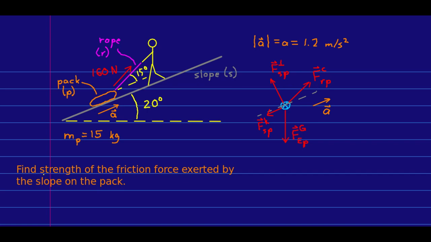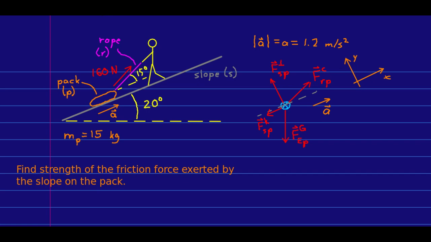And what we want to do here is find the strength of the friction force exerted by the slope on the pack. So the first thing I should do is define some axes. And a piece of advice I've given before is that you should always define your axes so that one axis points in the direction of your acceleration if you know the direction of the acceleration. And in this case, that's up the slope. And so I am going to point my x-axis up the slope and my y-axis perpendicular to the slope.